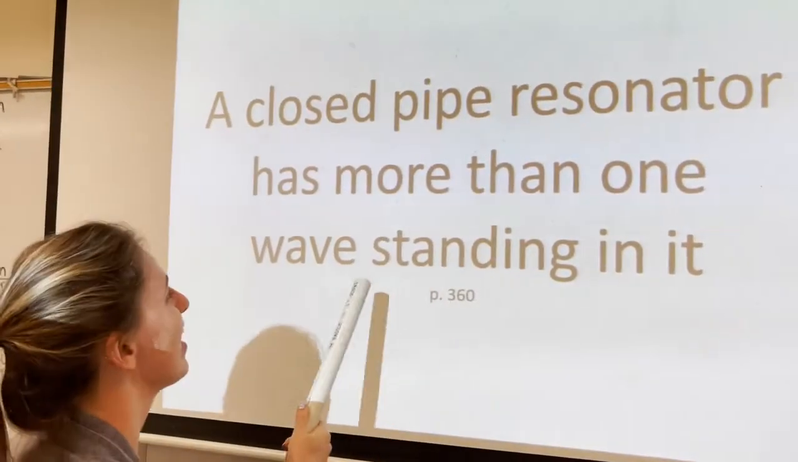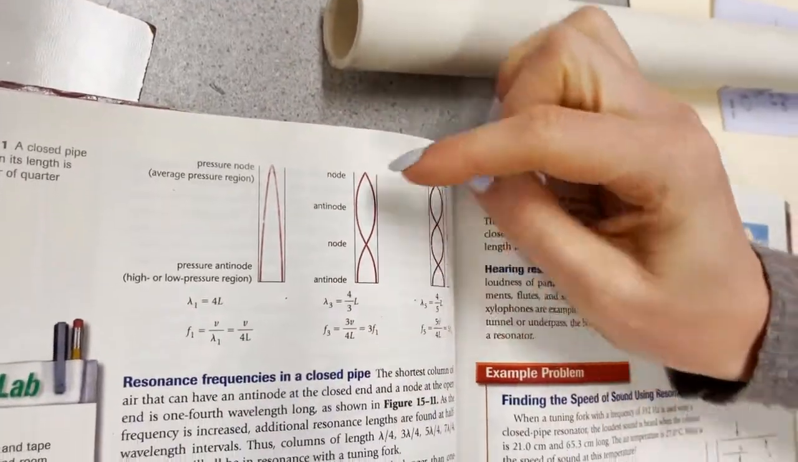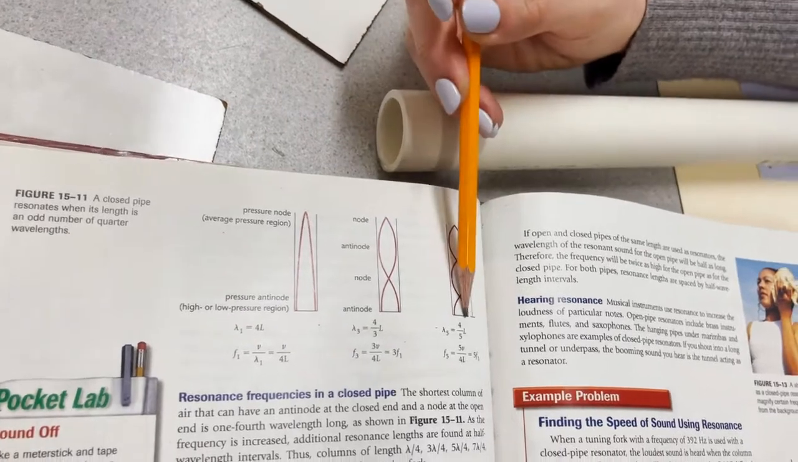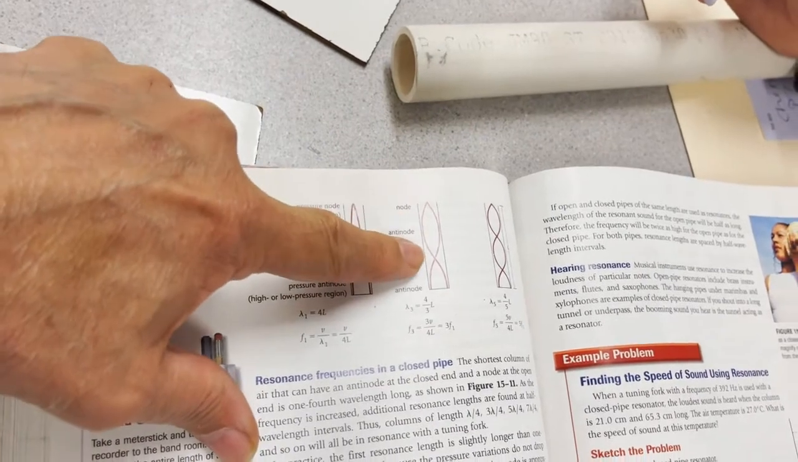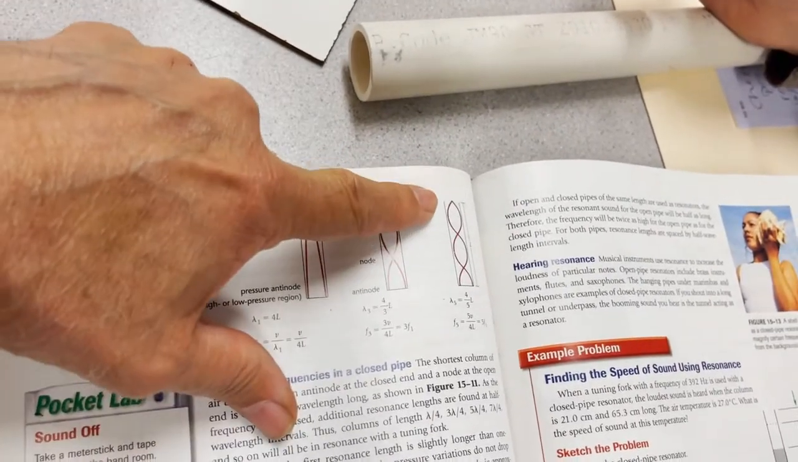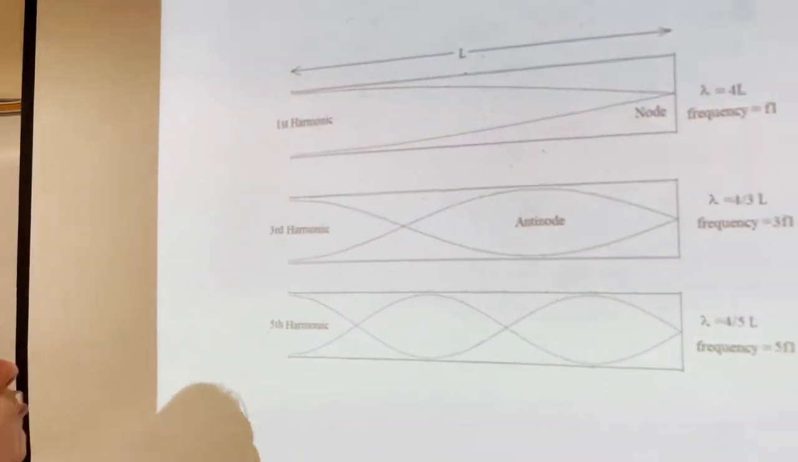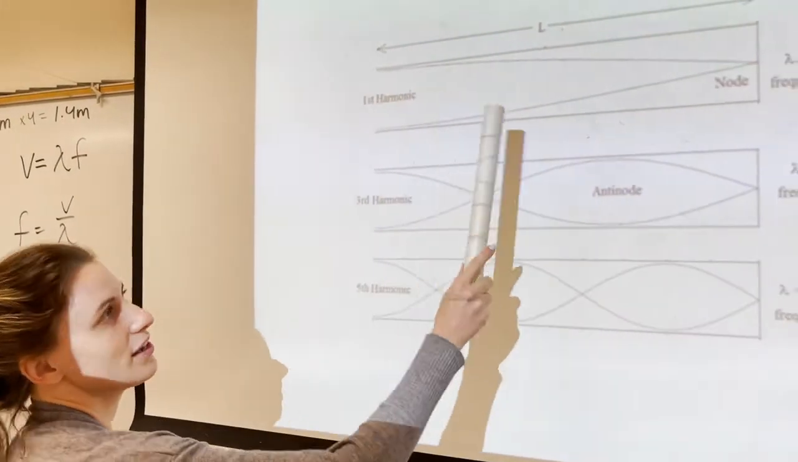A closed pipe resonator can have more than one wave standing in it. If this is the pipe, we can have more than one standing wave in it. But notice how we have a node, antinode, node, antinode, node, antinode. Each bump is a quarter of a wave. This is 1/4, 3/4, 5/4 of a wave. They're odd multiples. Here is another visual of that. We call these the harmonics, and this is the fundamental frequency, the loudest sound that you'd hear.